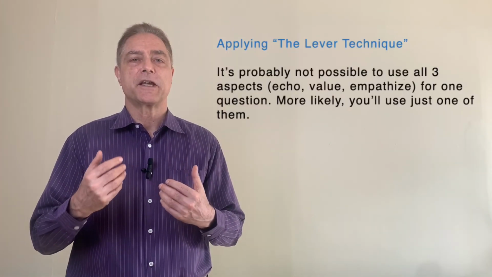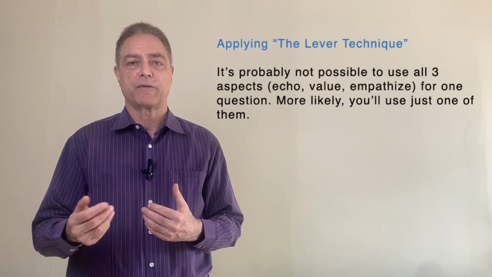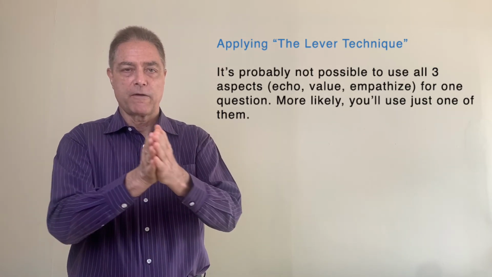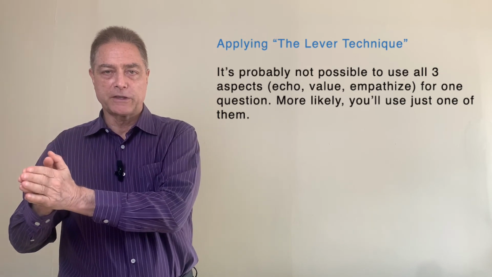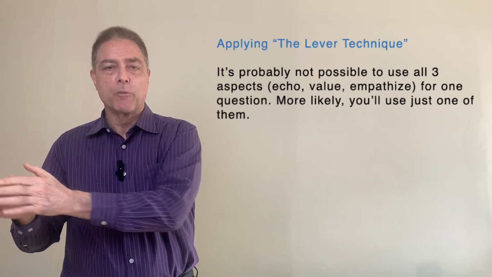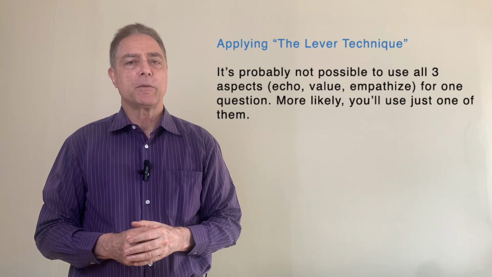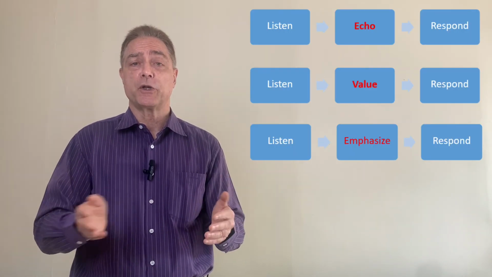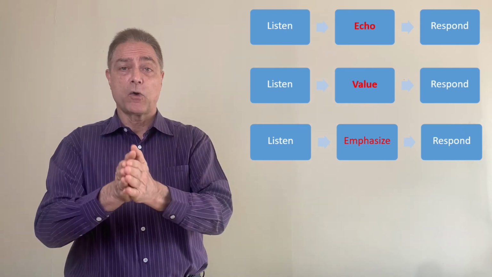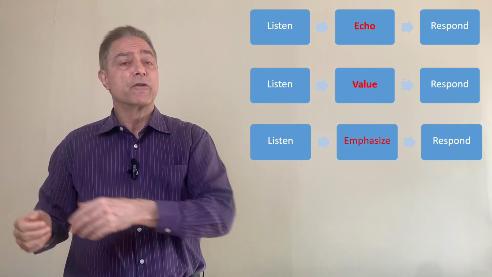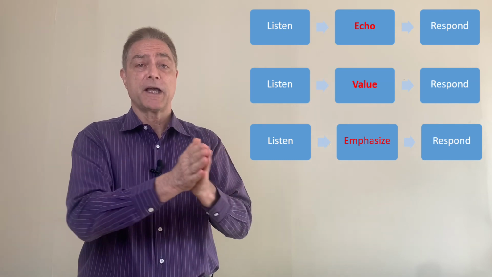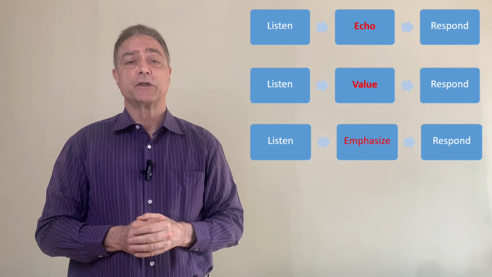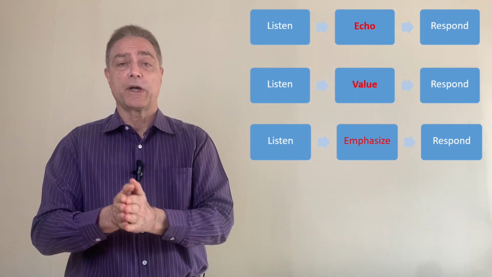The lever technique again has 5 major aspects to it, 5 major components. Listen, echo, value, empathize, and respond. But for any one question, you probably just use one of the 3 aspects. For example, for one question you might listen, echo, respond. For another question you might listen, empathize, and respond. And for a different type of question you might listen, value, and respond.